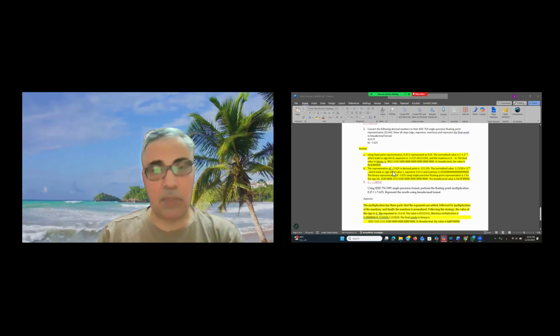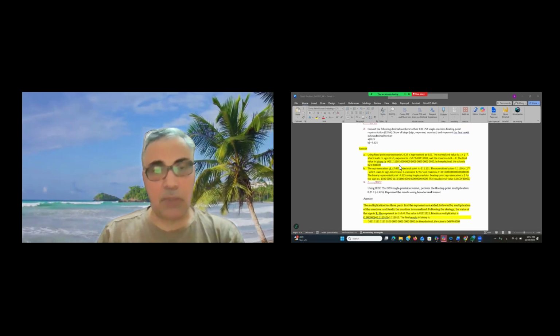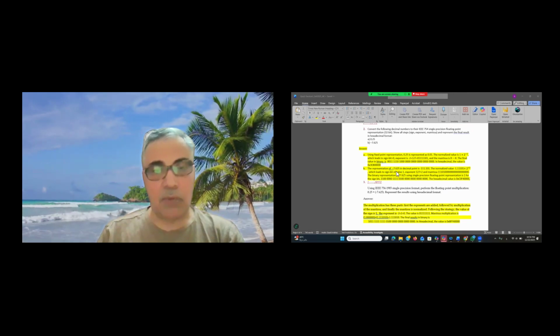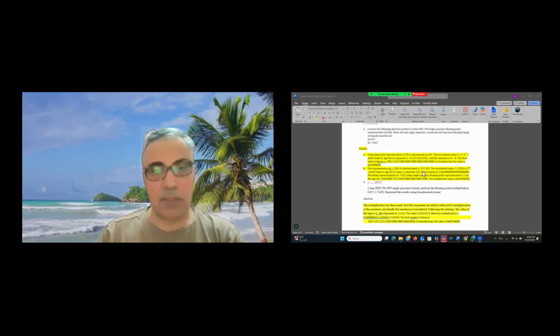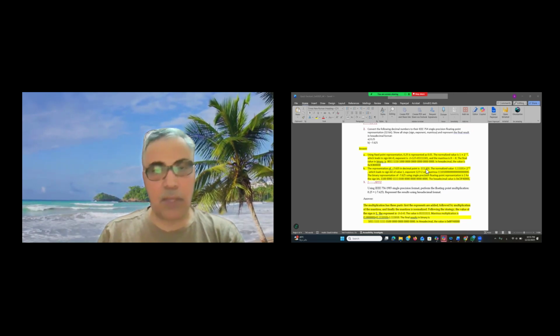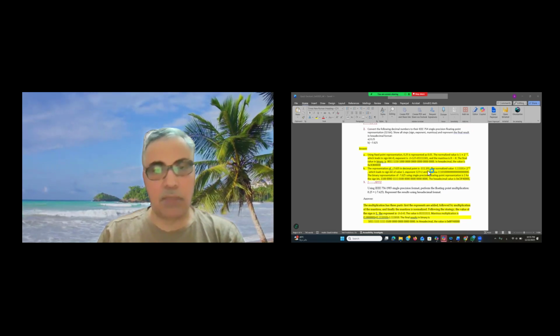So B, we need to represent -7.625. So first we have to represent this using fixed point representation, and then we have to normalize. So we have to find the sign. Here the sign is 1 because it is negative. 7 is represented as 111, and then 0.625 will be represented as 101.